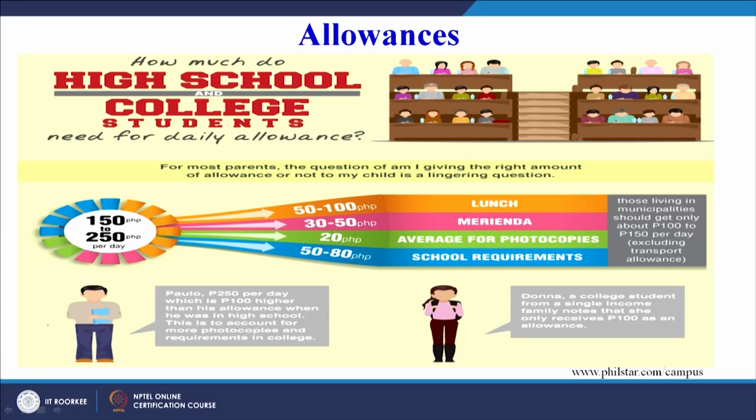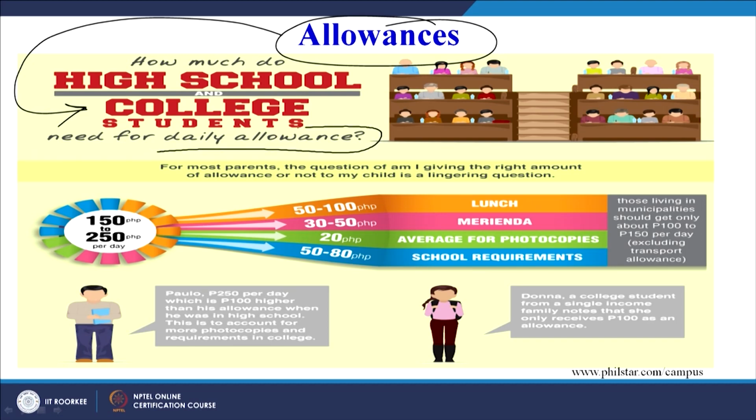Now these allowances we can see with the help of an example. On your screen you can see various types of allowances with the help of an example. These are not the actual allowances, this is just an example. How much do high school and college students need for daily allowance? The word is allowance. Now this allowance is in terms of money, some currency. So how much do they need?